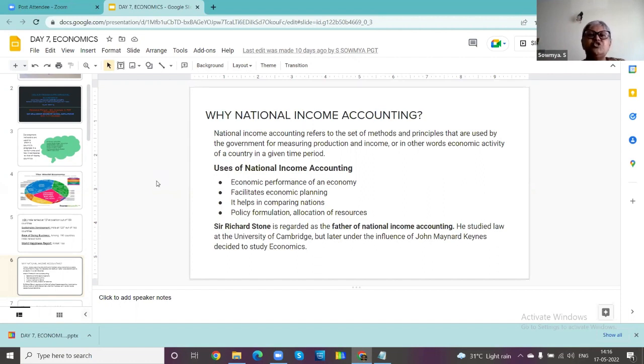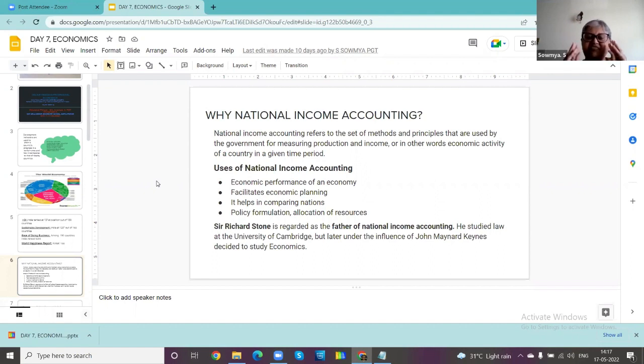So why national income accounting? If the children ask why national income accounting, ma'am, then probably we should be able to tell them: to gauge the economic performance of an economy. Basically, we have the income method, expenditure method, and also the product method. The idea is to evaluate the value of all the products and services, the final products, through these three methods. That would give them a good indication of the level of economic activity, right?